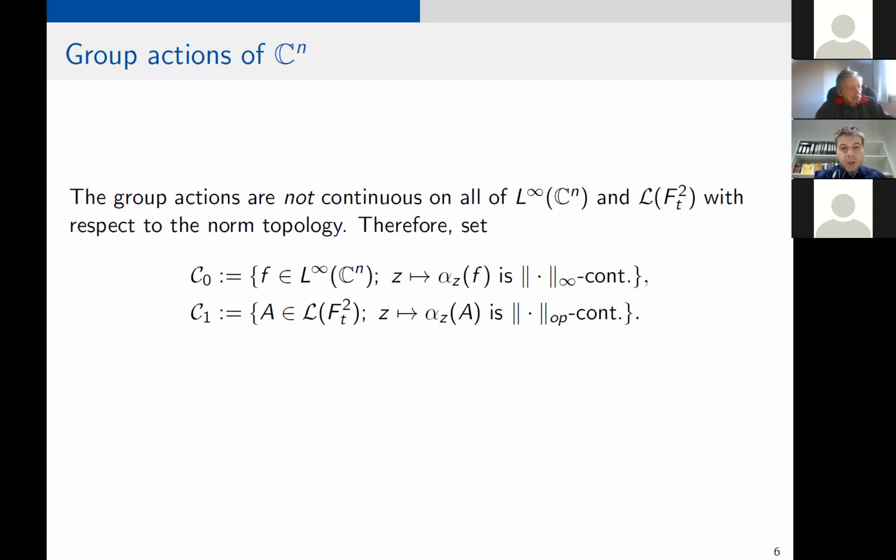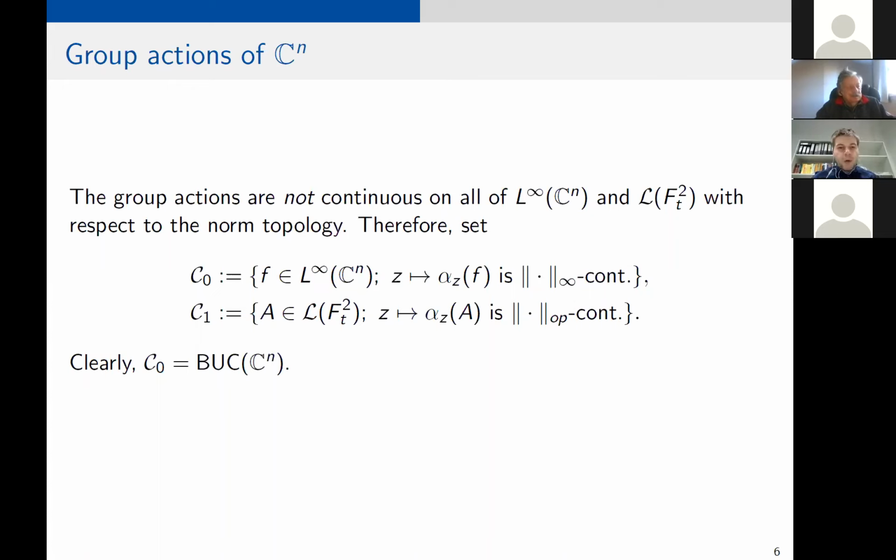And C1 will be the set of all bounded linear operators on the Fock space such that z goes to alpha z of A is continuous in operator norm. Now, Robert, yes? For C0, say bounded uniformly continuous will work? Exactly. So C0 is just the bounded uniformly continuous functions. Okay. That's very easy to show. So I will never write C0 in the following. I will always write BUC. But understanding C1 is actually not that easy.